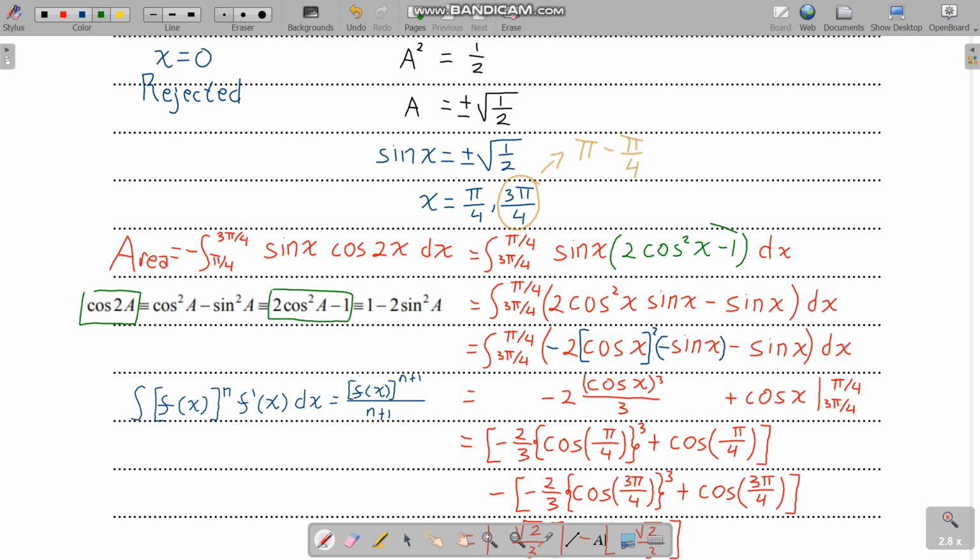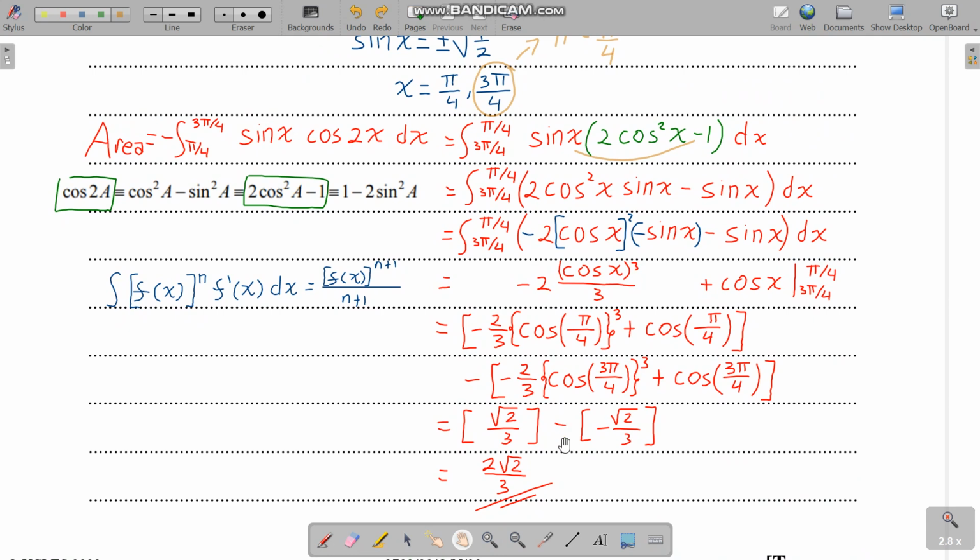So we use 2 cos squared x minus 1. We replace cos 2x with 2 cos squared minus 1. Now we multiply sine times 2 cos squared, we get 2 cos squared sine. Sine times minus 1, we get minus sine.